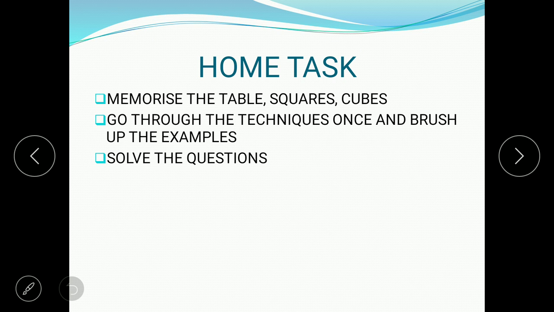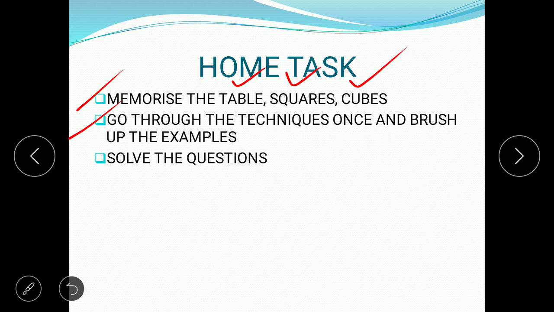So we are done with the multiplication tricks. In the next video, I will give you some tricks on divisibility rule. Then we will proceed with our arithmetic section, ratio and proportion, percentage, average, and so on. So what is your home task for today? You have to memorize the table, squares and cubes. Table up to 20, squares up to 30, and cubes up to 25.